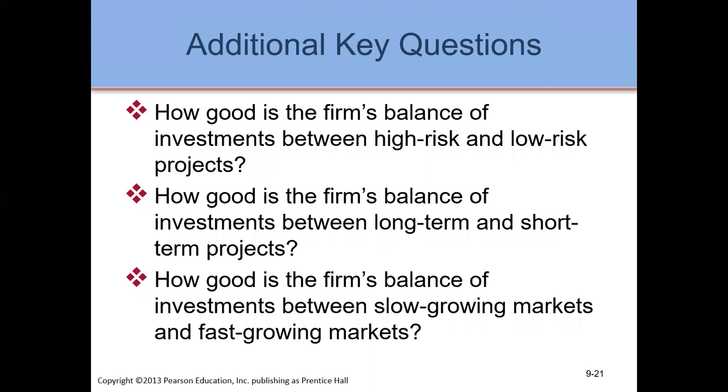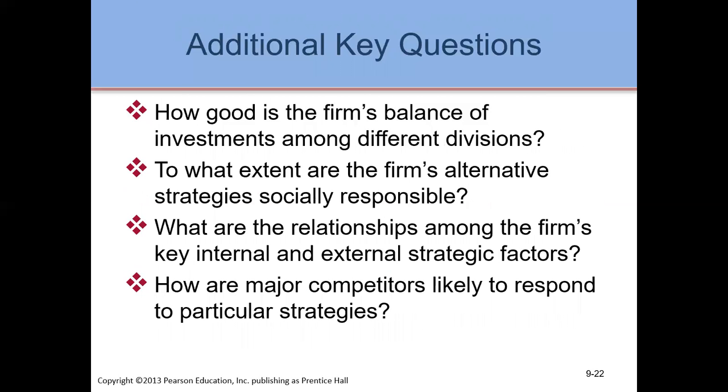Some of the additional key questions are, number one, how good is the firm's balance of investments between high risk and low risk projects? How good is the firm's balance of investments between long-term and short-term projects? And how good is the firm's balance of investments between slow-growing markets and fast-growing markets? So these are the additional key questions we need to address. Some more questions are, how good is the firm's balance of investment among different divisions? To what extent are the firm's alternative strategies socially responsible? What are the relationships among the firm's key internal and external strategic factors? And how are major competitors likely to respond to particular strategies?